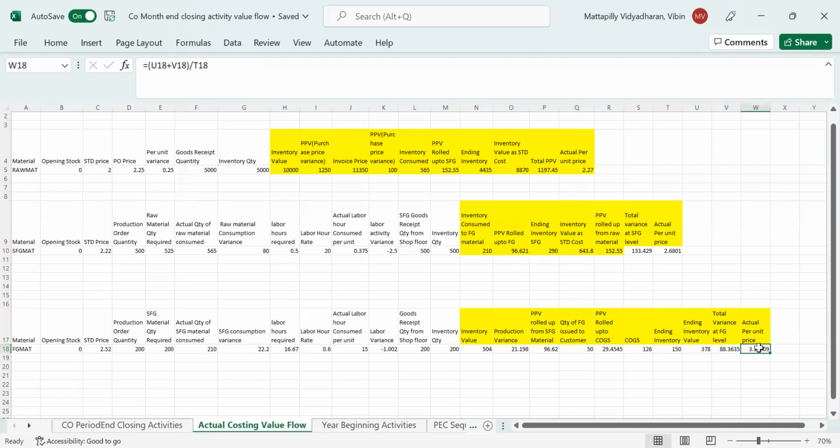How the per unit price is being calculated at FG level is ending inventory value plus total variances. That is U18 plus P18. U18 is inventory value plus total variances. It is P18 divided by the ending inventory. That is C18. Inventory is 150. This is what the actual per unit cost is. So this is all about how the periodic unit price is being calculated in the actual costing run. So this is the total value flow in the actual costing run.